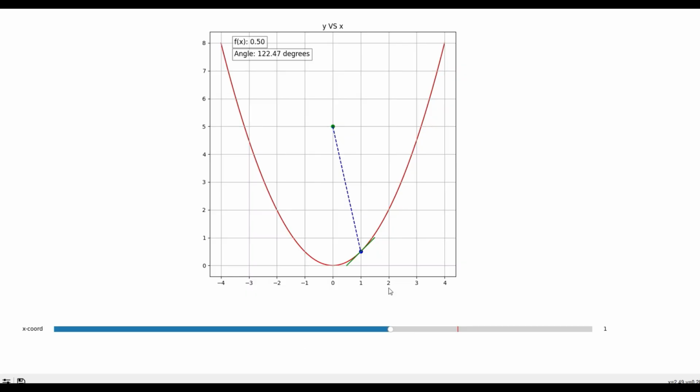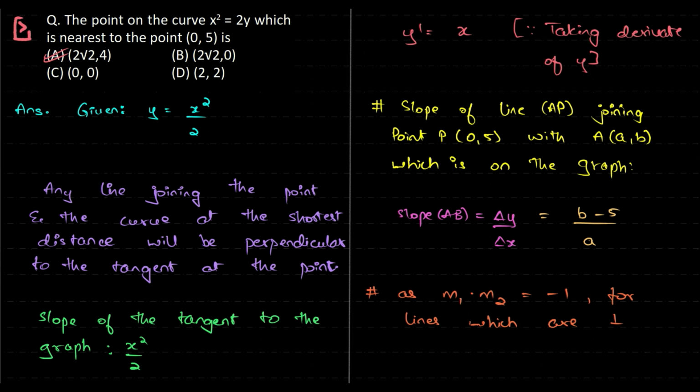Okay, so you can always verify with this. Please have a look at this. You will get a better idea. You can pause and have a look at the answer.